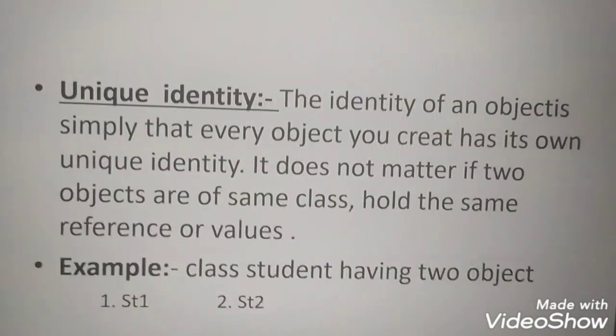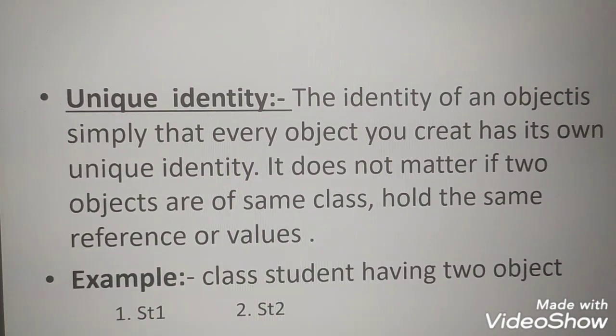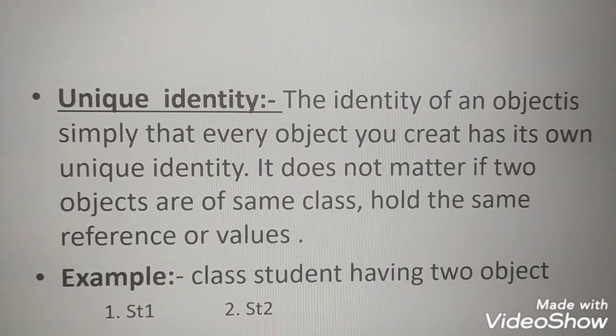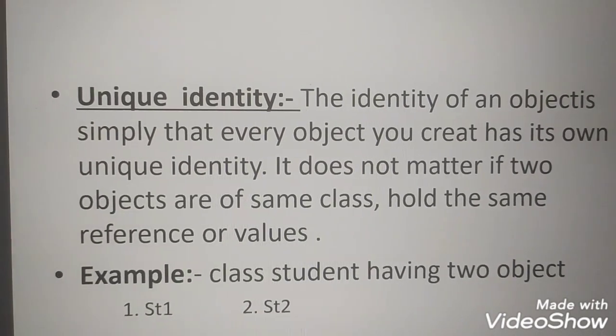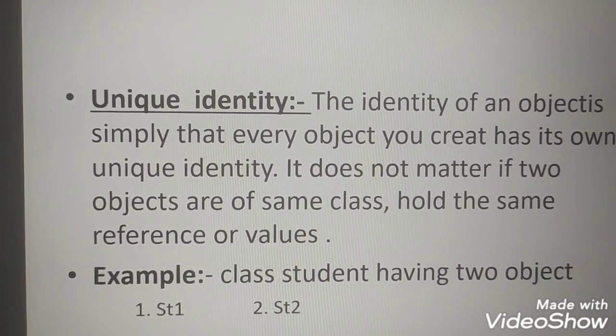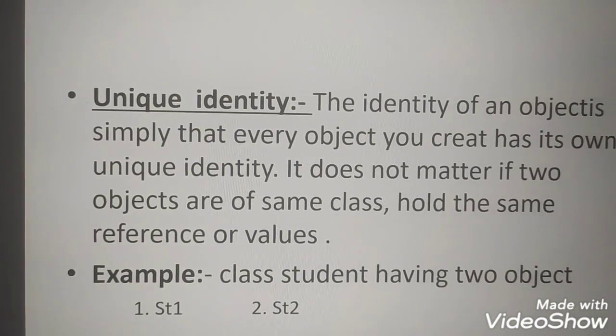The last one is the unique identity. Every object has a certain identity. That unique identity, you understood, is the name of the object. How can you identify the object? By their name. So what is the meaning of unique identity?